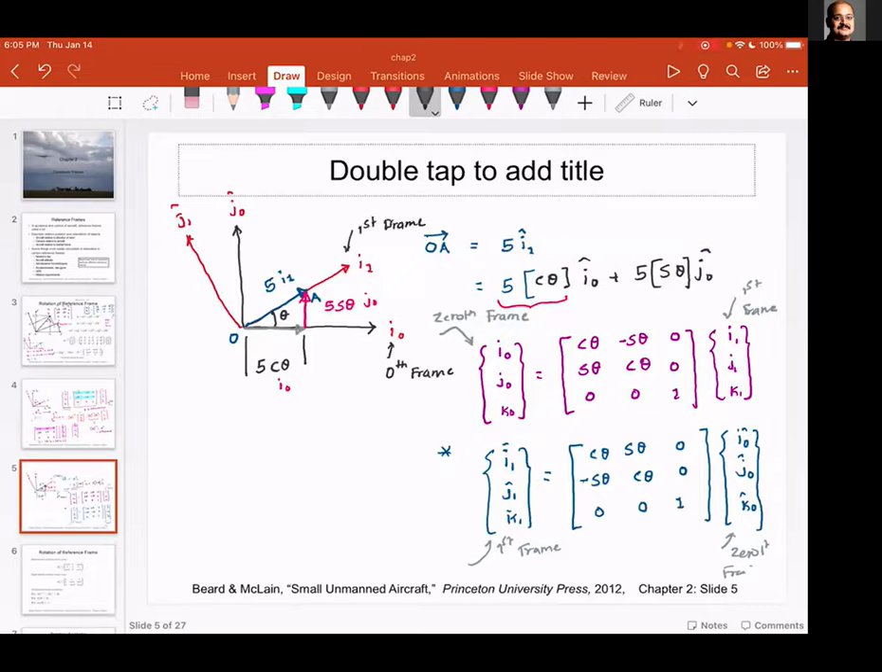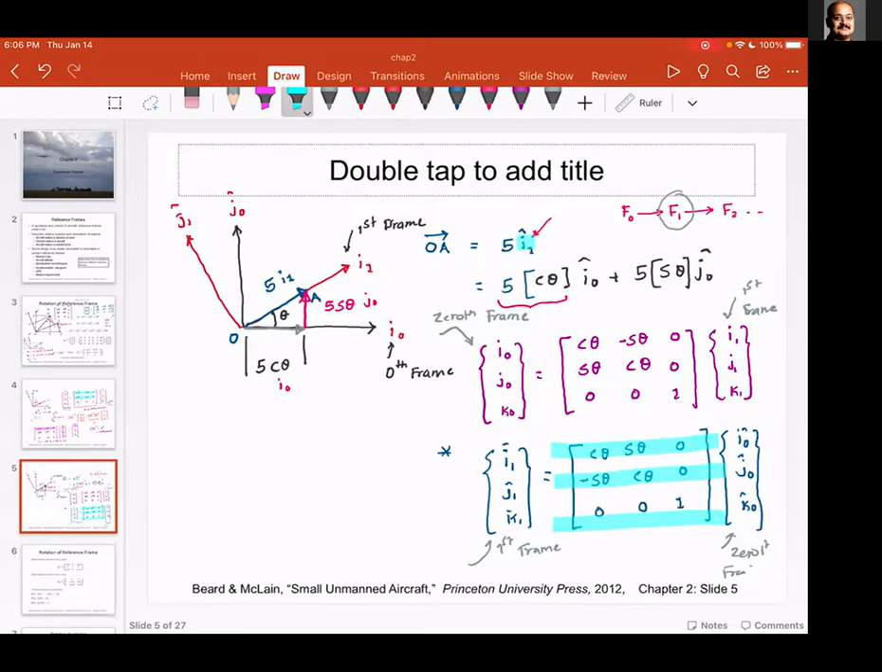Now I have a vector that is in the first frame. So I have frame 0, then I have frame 1, maybe I have frame 2, and so on. Right now, I have a vector in frame 1. And the transformation that I have here, and I need to be very clear, I'm talking about this transformation, allows me to transfer the vector in frame 1 to a vector in frame 0.